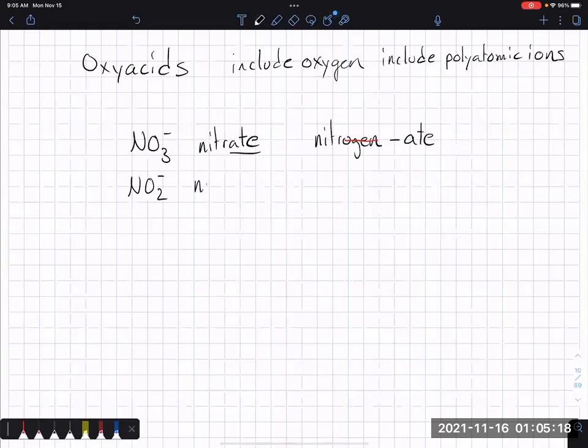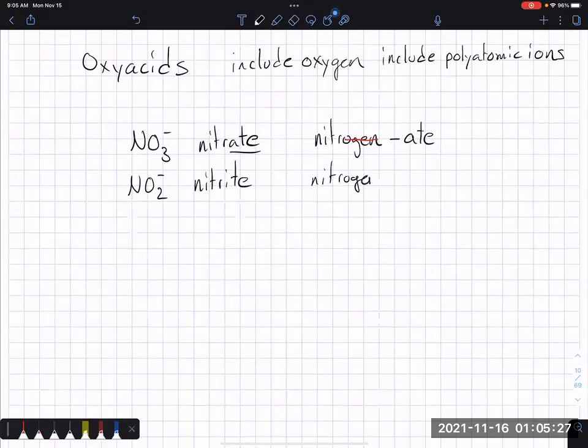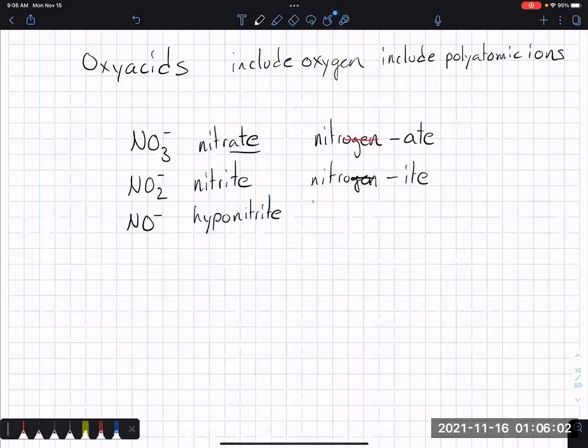Okay, so we can also have NO2 minus. This is nitrite. I think maybe you guys have covered this. So again, it's nitrogen as the non-oxygen atom here, and we've just changed this ending to ITE. And then we can go 1 oxygen further to NO minus. And not only is it nitrite, but it is hyponitrite. So adding the hypo prefix along with the ITE suffix removes 2 oxygens from the base form.